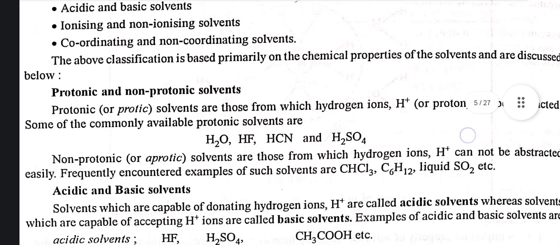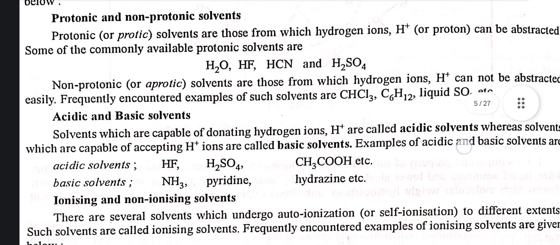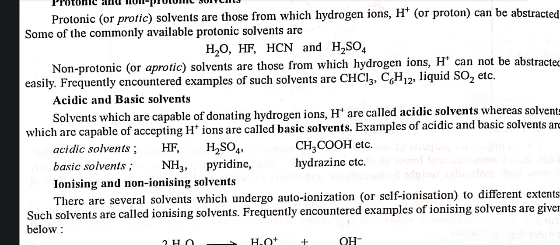Protonic and non-protonic solvents. Protonic or protic solvents are those from which hydrogen ions or protons can be abstracted. Some of the commonly available protonic solvents are H2O, HF, HCN, and H2SO4. Non-protonic or aprotic solvents are those from which hydrogen ions, H+, cannot be abstracted easily. Frequently encountered examples of such solvents are CHCl3, C6H12, liquid SO2, etc.